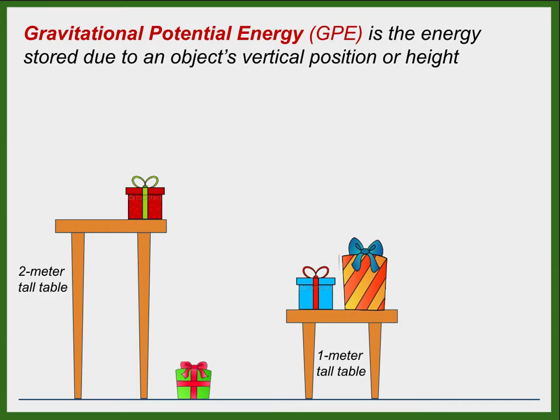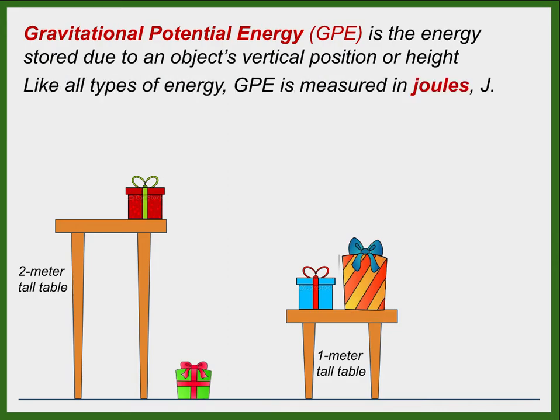Remember, this has to do with an object's vertical position or height. And so my picture has a number of boxes that are at different heights above the ground that we're going to look at. Just like all types of energy, gravitational potential energy is measured in joules. Okay, so everything is going to boil down to that unit. Let's start with this green box. It is on the ground, and that means it's at its lowest point, and so it has no gravitational potential energy. It has to be above that point in order to have energy.